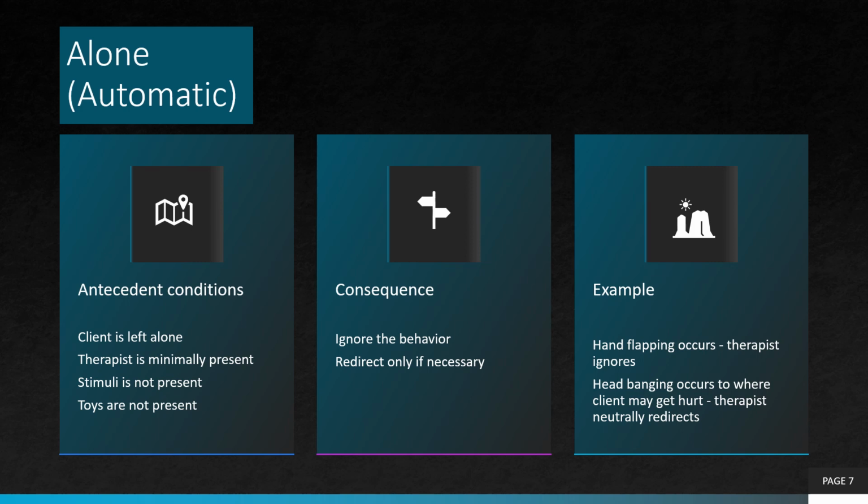If the behavior persists while no one else is present, it suggests that they are not engaging in the behavior for social reasons. This is referred to as automatic reinforcement. If the problem behavior is demonstrated, the behavior will be ignored or neutrally redirected if necessary for their safety. For example, if the problem behavior is hand flapping and the client begins to flap their hands during the alone condition, you would ignore the behavior and not interact.